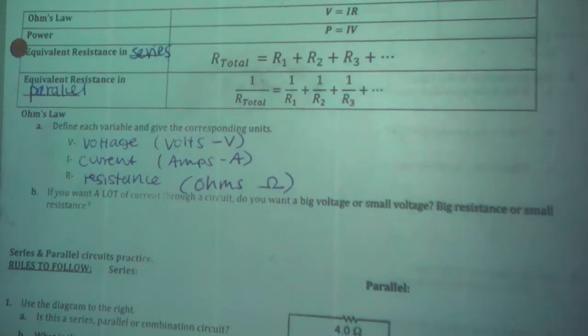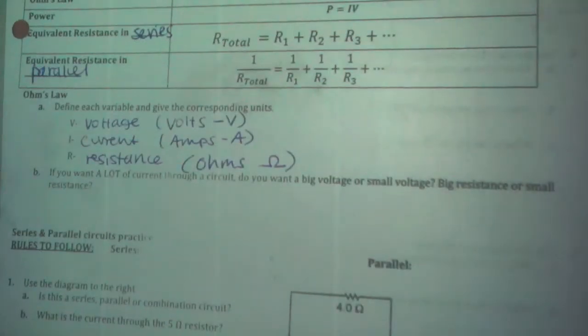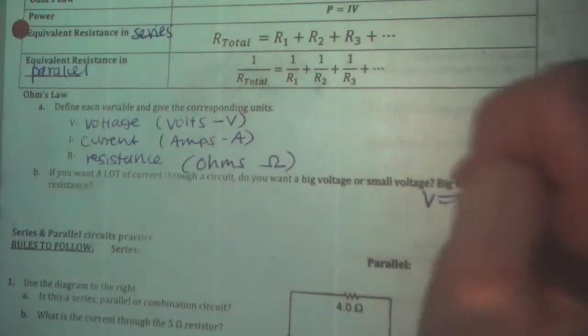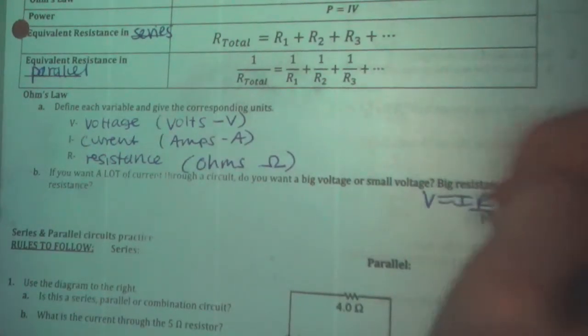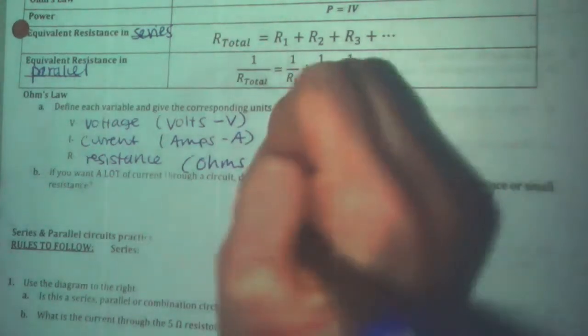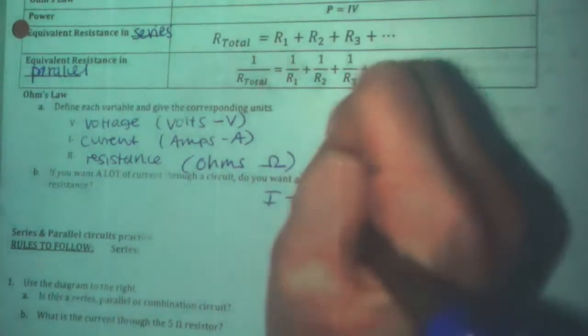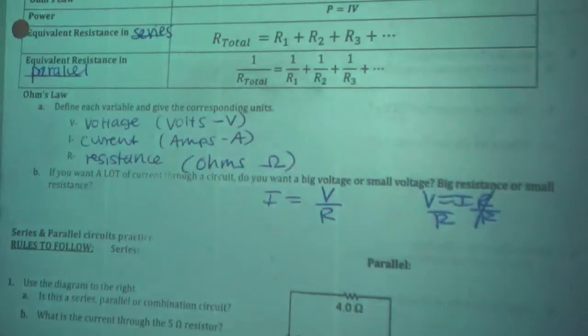Alright, if we want a lot of current going through a circuit, do we want a big voltage or small voltage? Big resistance or small resistance? So I'm going to take my V equals IR, and I'm going to rearrange for I, so I'm going to divide the R over like this. So I get that I, or current, is just voltage divided by resistance.